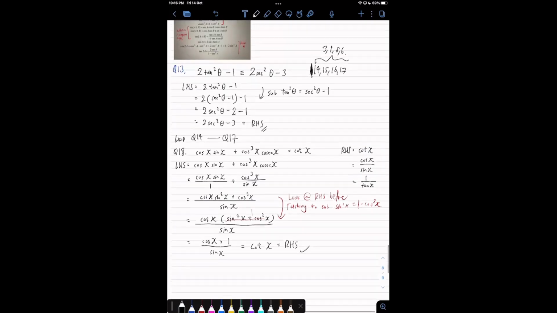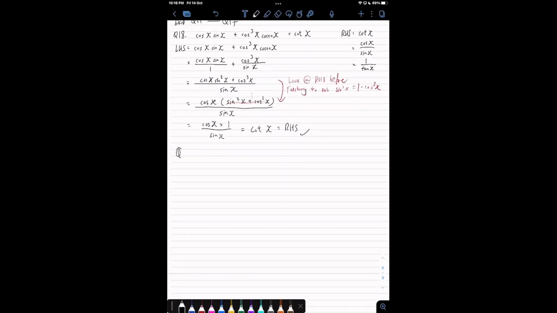Okay, can you help me record this down somewhere? I'll just type in the message in Telegram. Question 19, I'll assign as homework. What other questions? Let me look through first. Question 19, you just need to use the addition formula. Okay, I'll leave it to you.